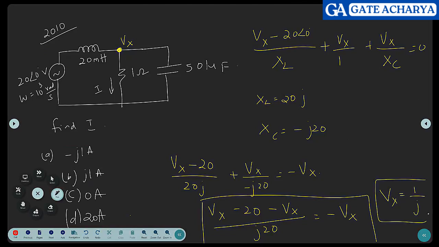So this is Vx. Pure complex numbers. There's nothing great I have done. I just took this 20j common. Vx minus 20 minus Vx, Vx will cancel. Minus 20 by j20. So 20 cancels. 1 by j.